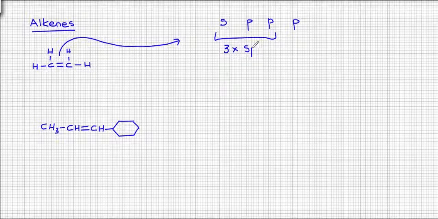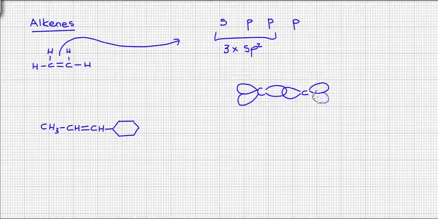So 3 sp2 orbitals. These sp2 orbitals are situated around each of the sp2 carbon atoms. The p orbital here is not hybridized. So a carbon atom with an sp2 hybridization has 3 sp2 hybrid orbitals, which looks approximately like this. To make the bonding in the alkene, we need to overlap another sp2 orbital from another carbon atom, and in this way we create the structure of the alkene.